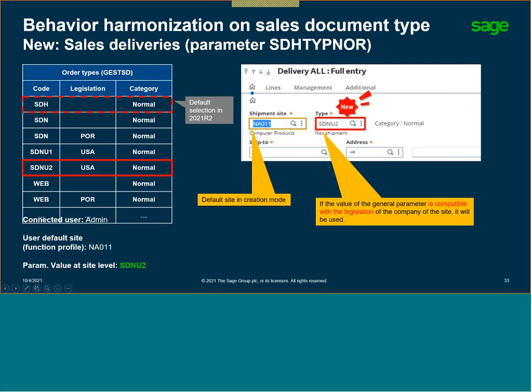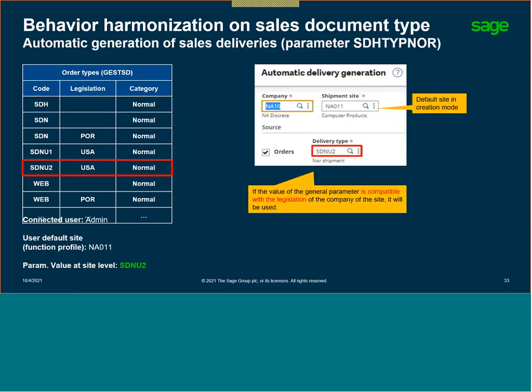Just a remark, it was not the case in the previous version. In the previous version, the system used to load the default one, SDH. So it has been improved. The behavior is also the same for the automatic generation of sales deliveries with the parameter SDH type norm. The system loads automatically also the correct document type indicated in the same parameter, SDH type norm.